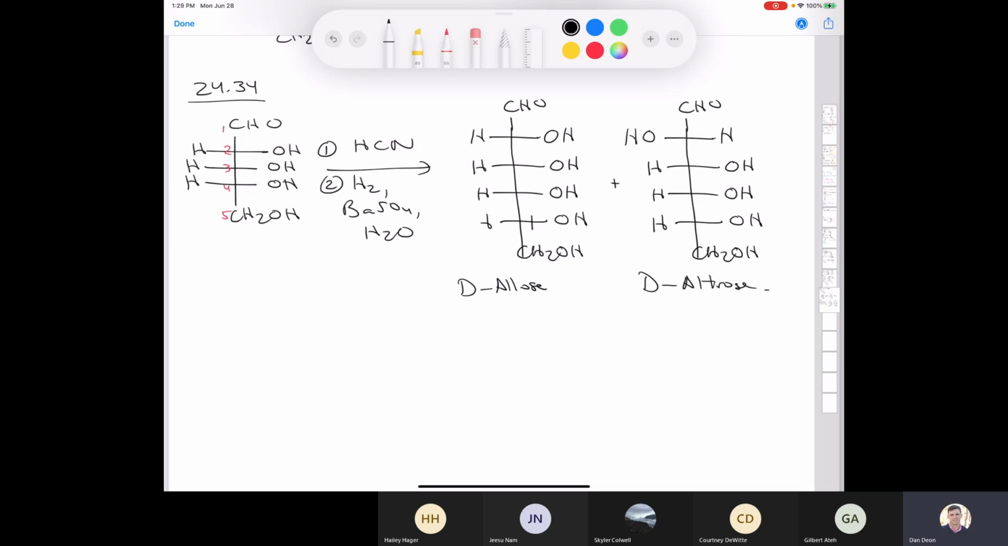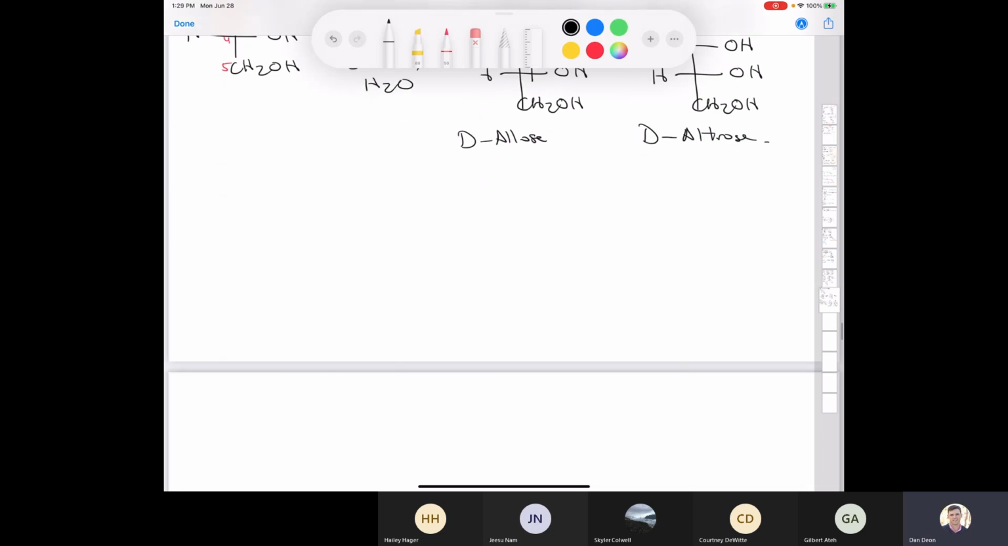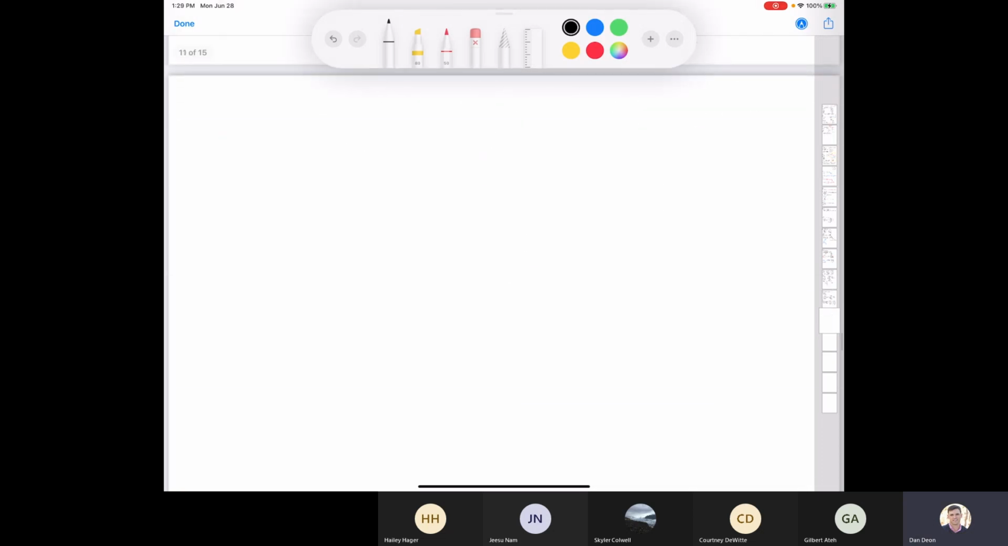Let's see here. Let's try one last one, just for fun. This is 24.38. It's kind of a funny question, but I think it's worth taking a quick peek at it. Luckily in the iPad I have the copy paste tool. So it says when D-glucose undergoes a Wohl degradation followed by Killiani-Fischer chain lengthening process, a mixture of 2 epimeric products is obtained. Identify both epimers.